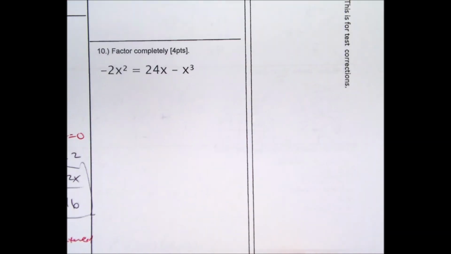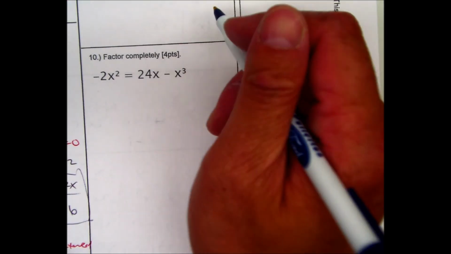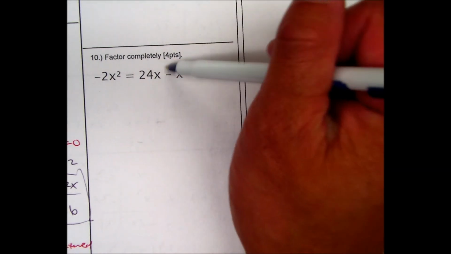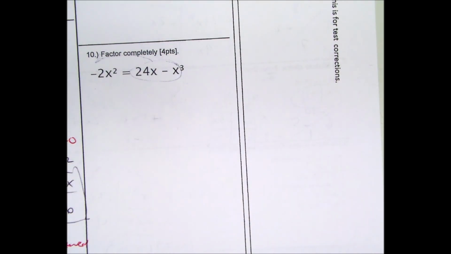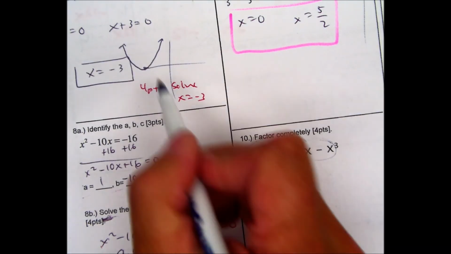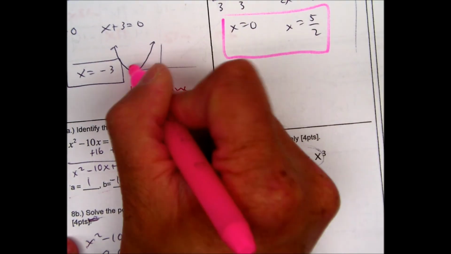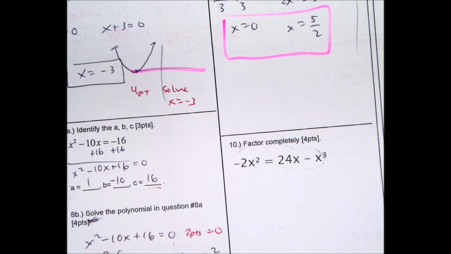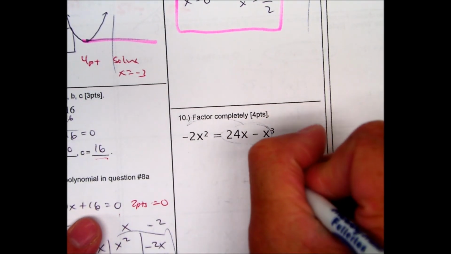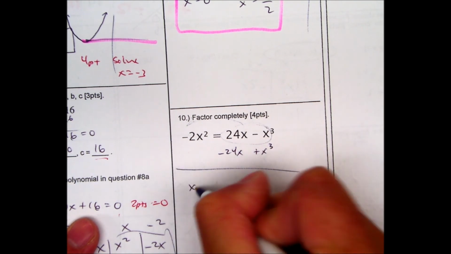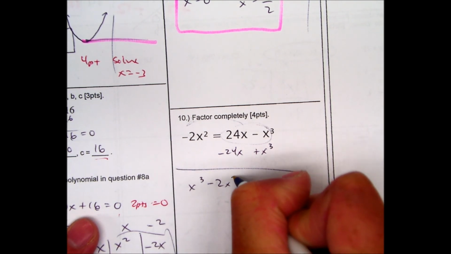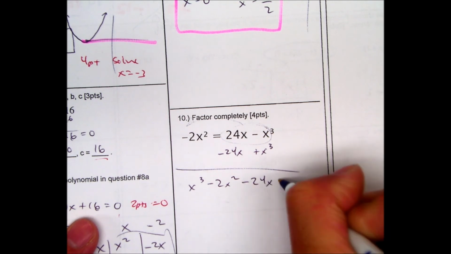And last problem, oh no, power of 3, oh my goodness. You want your leading coefficient to be positive, so I would elect to move all of this to the left side. You could move it to the right side, and you'll notice that basically the graph flips, and it's not important because all we're looking at is where it crosses the x-axis. So I'm going to move everything over to the left side. X to the third minus 2x squared minus 24x equals 0.